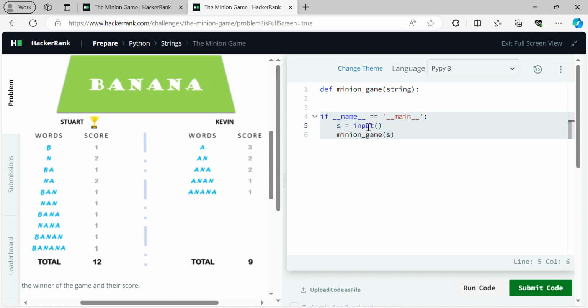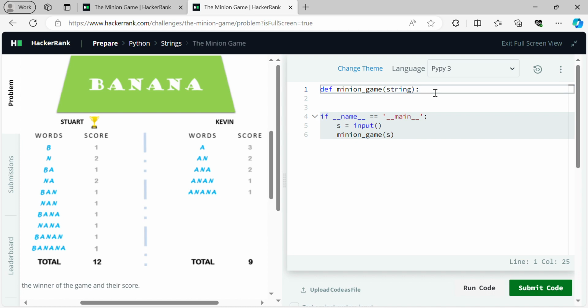S equal to input() means, as I explained earlier, this is how we need to read the input. If it is an integer, we read it as int(input()). If it is a string, then S equal to input(). Here they have already provided the string.